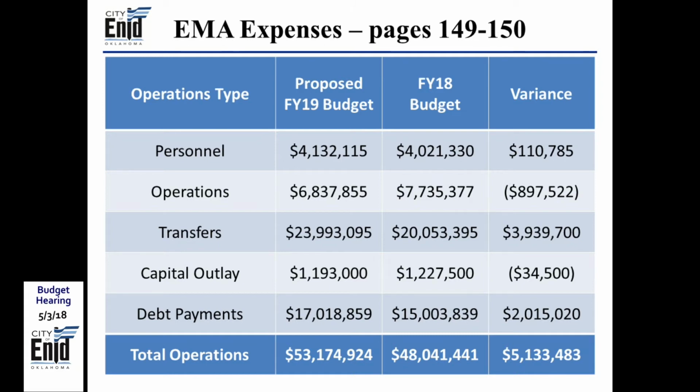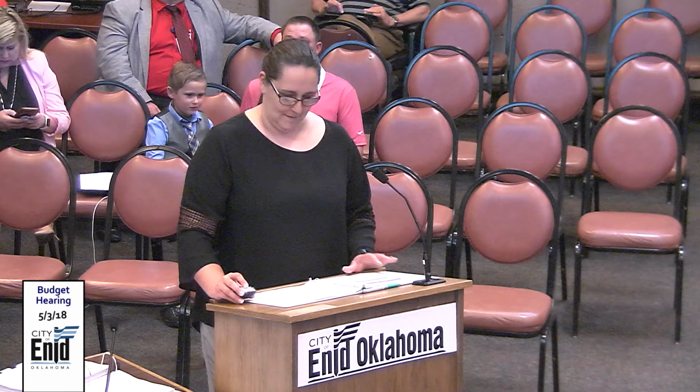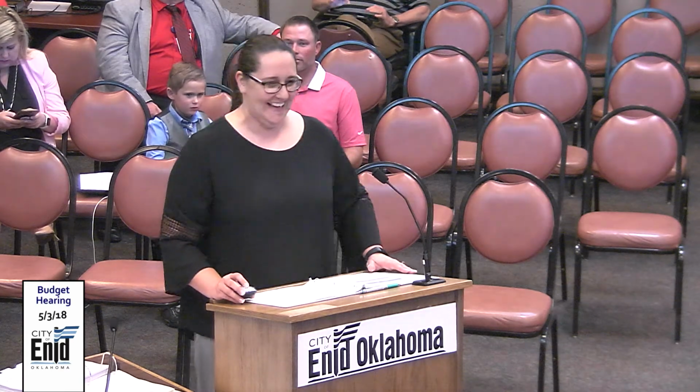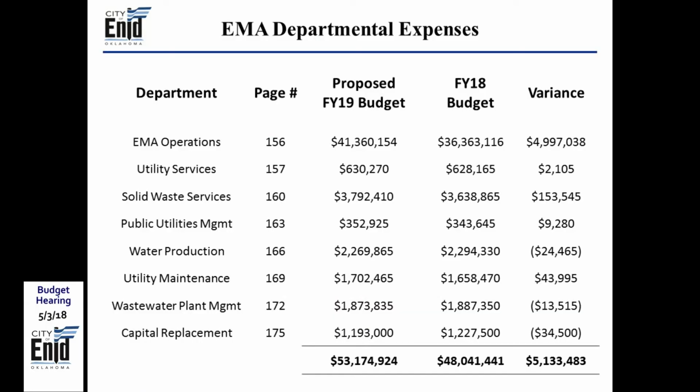What made up most of that increase in transfers? I have a slide when we get to transfers. Oh, okay. So this is when we look at it by department. So this is where we talk about the EMA departmental, and then we have these pages up here starting on page 156 and going through 175. EMA operations, the increase is 4.997. That really is 3 things that make that up.